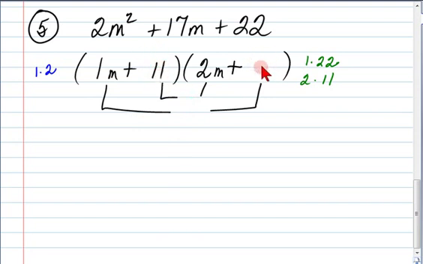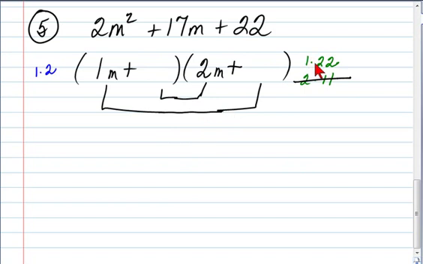So I'll try 11 there and 2 there. The inner product is 22m, and the outer product is 2m. That didn't work, did it? Okay. With the 1 and the 2, I tried both ways of 2 and 11, and it didn't work. Don't move the 1 and the 2.